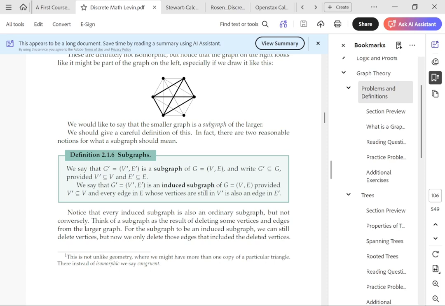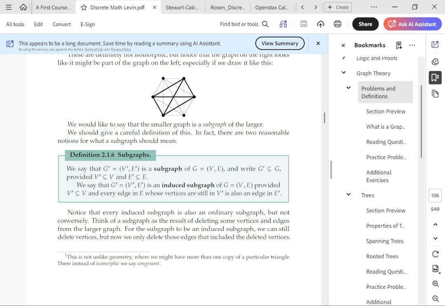Where V prime is U, W, Z, Y, and X. It is a subset of V, and E prime is UZ, ZW, YX. It is a subset of these, not ordered, just pairs. And E prime is a subset of E. So this is indeed a subgraph. But notice here I have a note: this is not an induced subgraph.